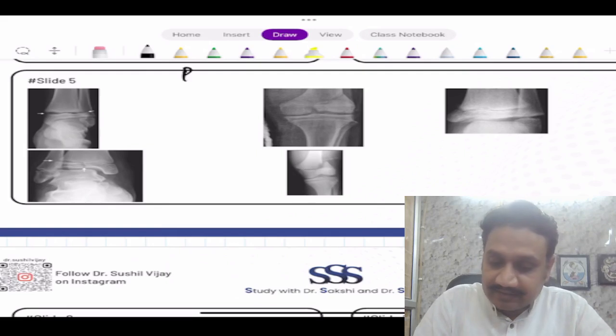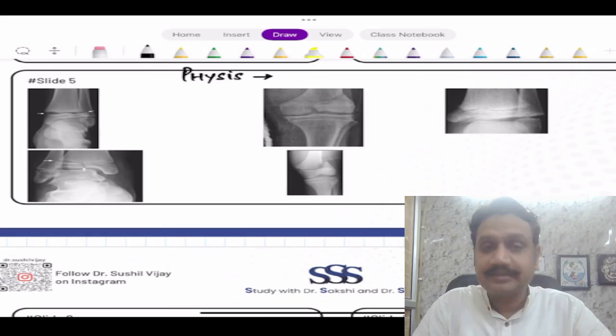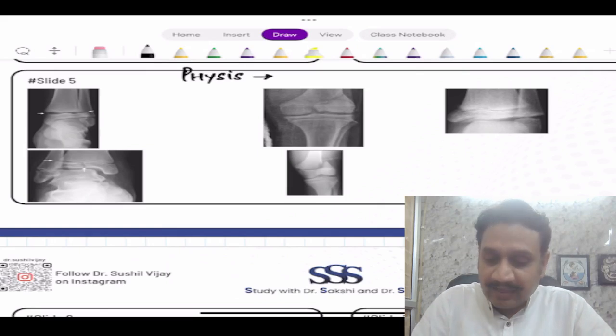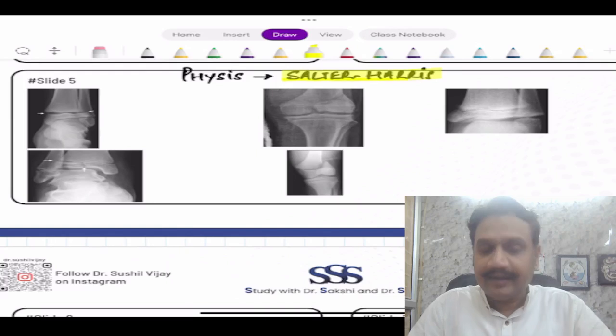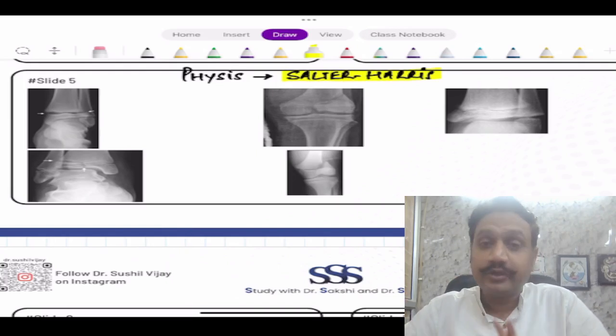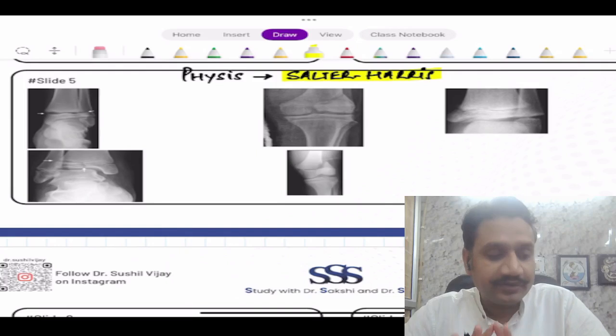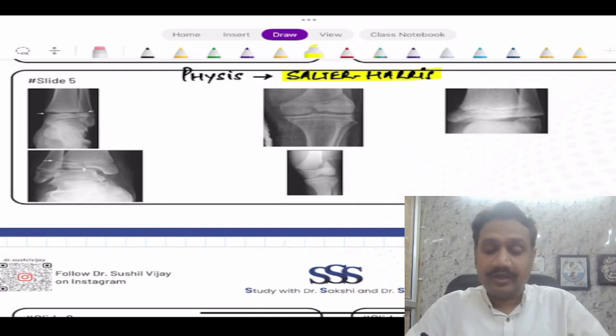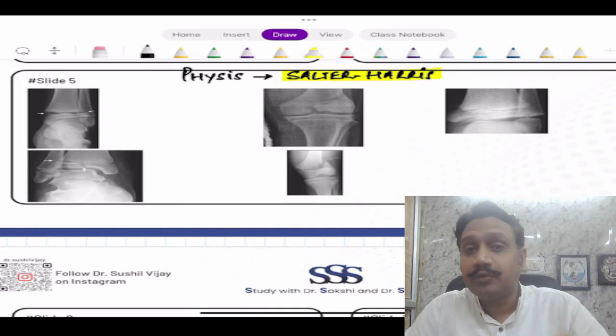Classification for injury to the physis, the growth plate injury. The classification is the Salter and Harris classification, you remember? And how do we recall that? How many types of injuries are there in Salter Harris? In the original Salter Harris, we have got 5 types of injuries. What are those? If you remember, the mnemonic was what?